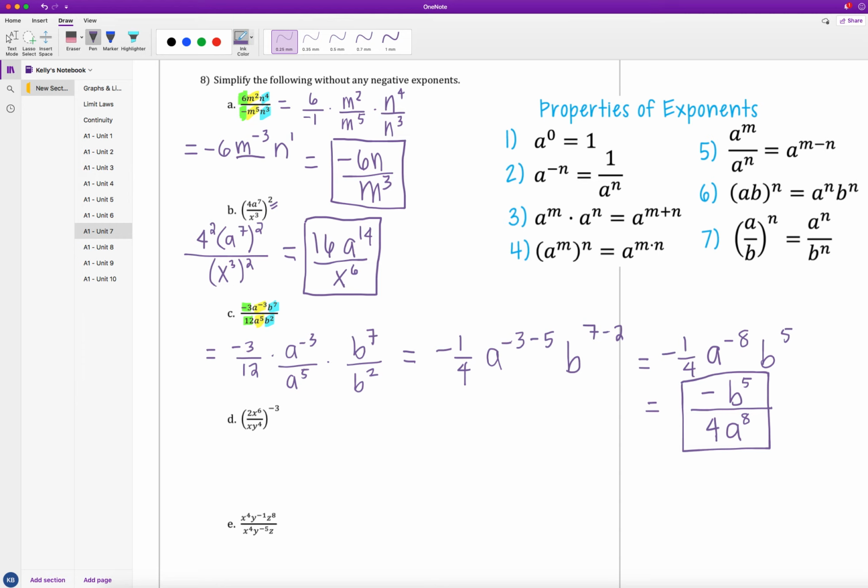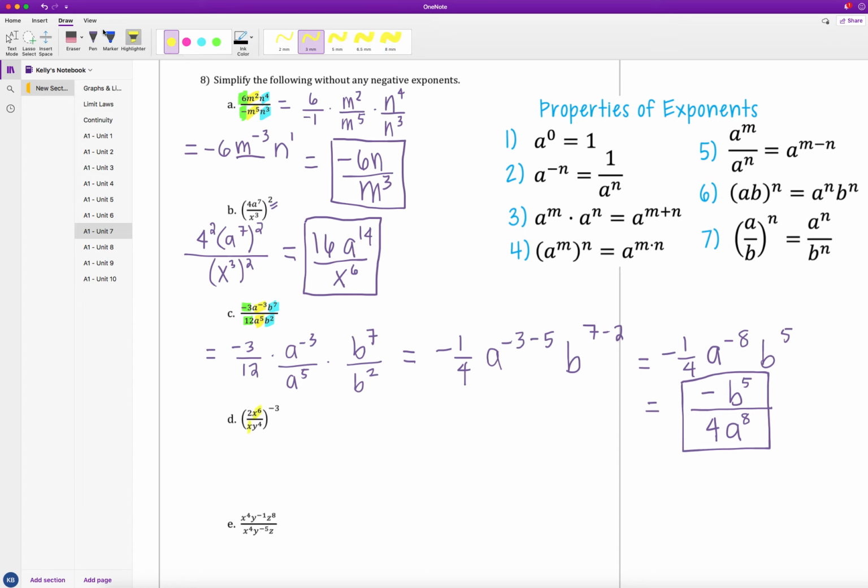Okay, let's look at part D. Why don't you guys pause the video and try D on your own first, and then we'll check it together. Okay, as I look at example D, there's quite a few pieces here. We have 2x to the 6 over x y to the 4th. Well, the first thing I notice is I can simplify stuff inside these parentheses.